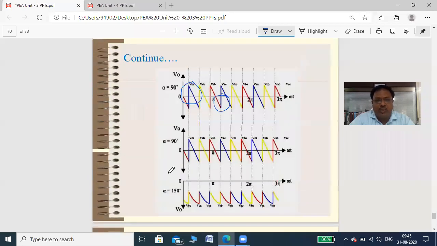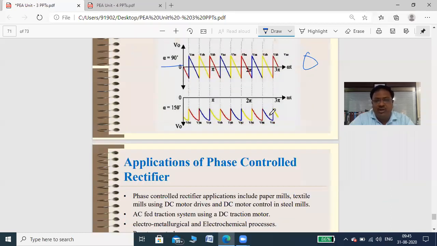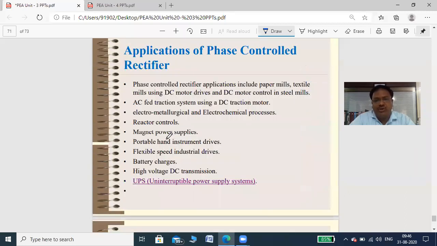So positive and negative part, at alpha equal to 90, if you see here, it is the same. So if the positive and negative parts are the same, the output is equal to 0. Then at alpha equal to 150, you will get 90. So this time the load feeds the energy to the source. So this operation is called an inverting operation.